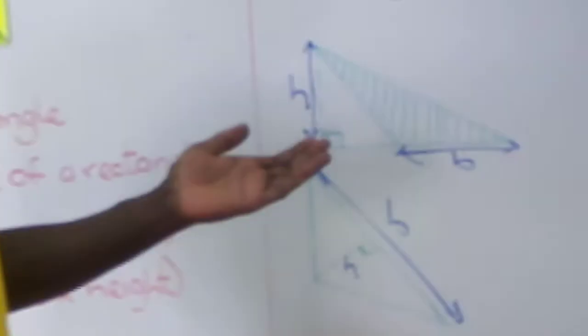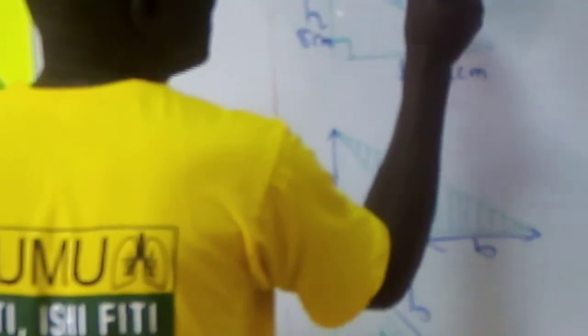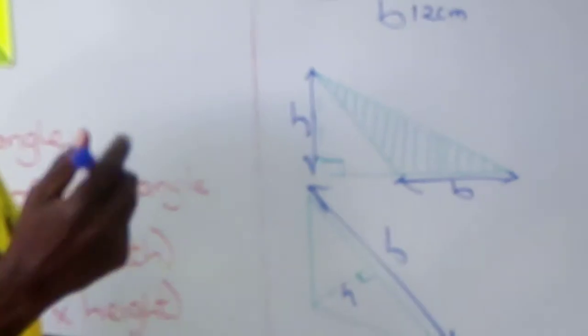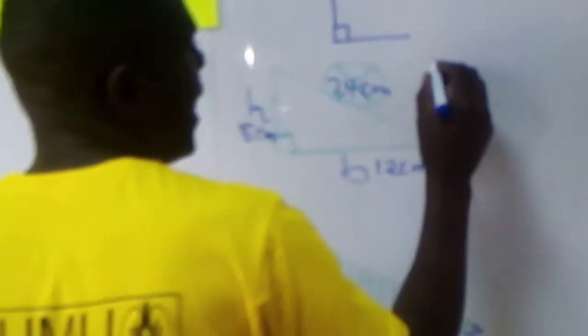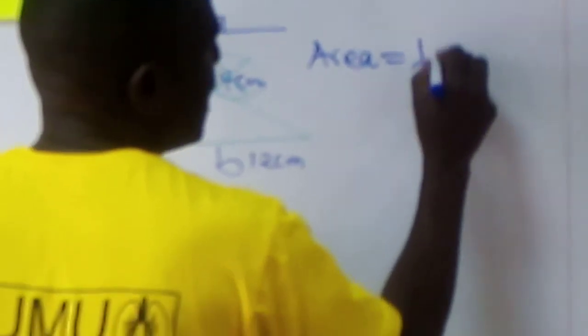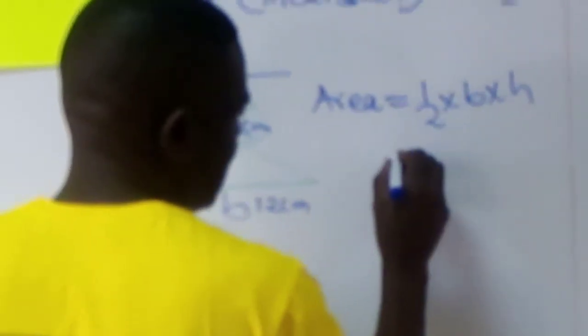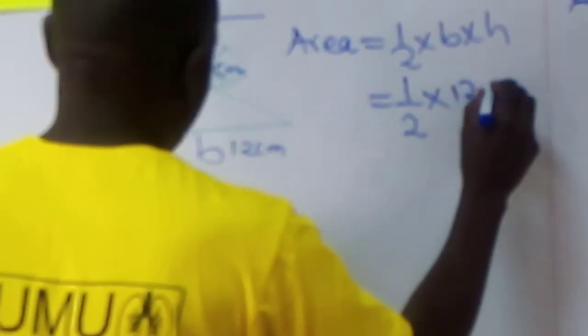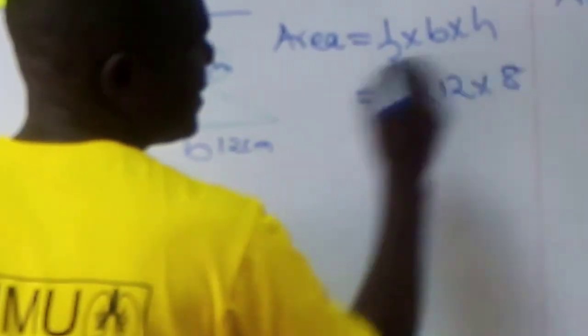Then you get confused. Now, which one is the base, which one is the height, and which one is the hypotenuse? Remember not to involve the hypotenuse when you are calculating the area. So here, the area, you would write the formula half times base times height. And the base would be 12 and the height would be 8.